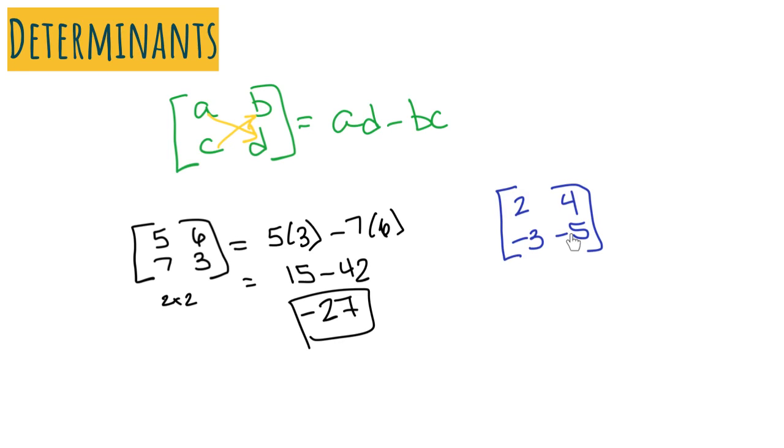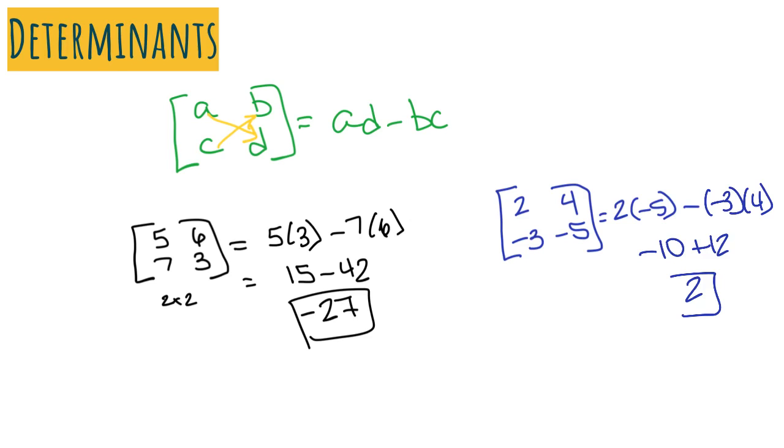So that first and that fourth value in that diagonal: 2 times negative 5. I know I'm going to subtract these because it's a 2 by 2. Then I'm going to multiply these other two numbers together, B and C, and I'm going to have negative 3 times 4. Negative 10 plus 12 gives me 2.